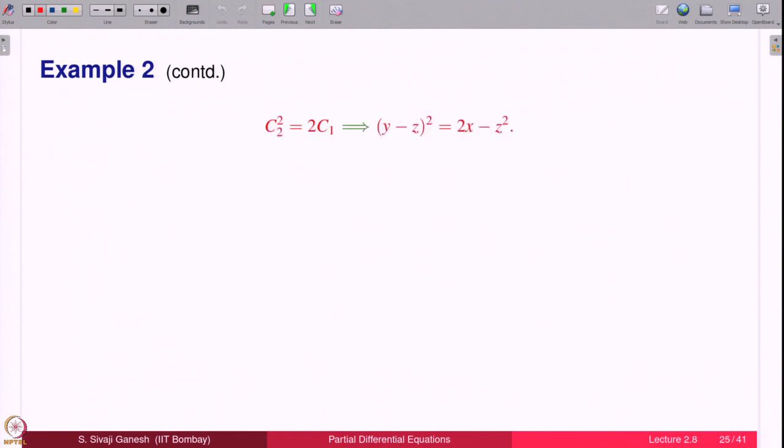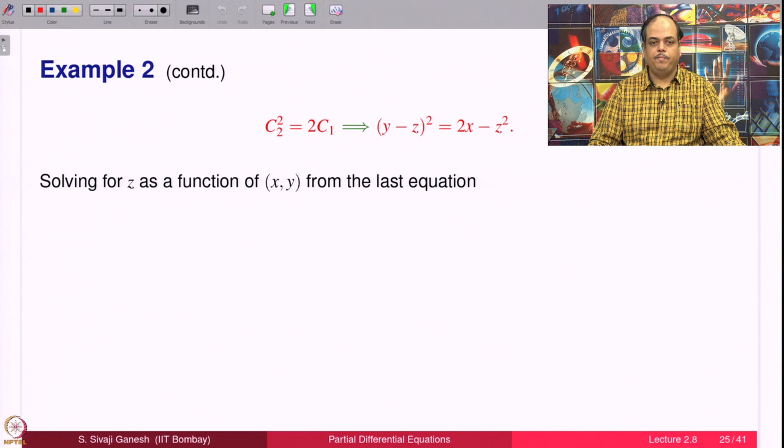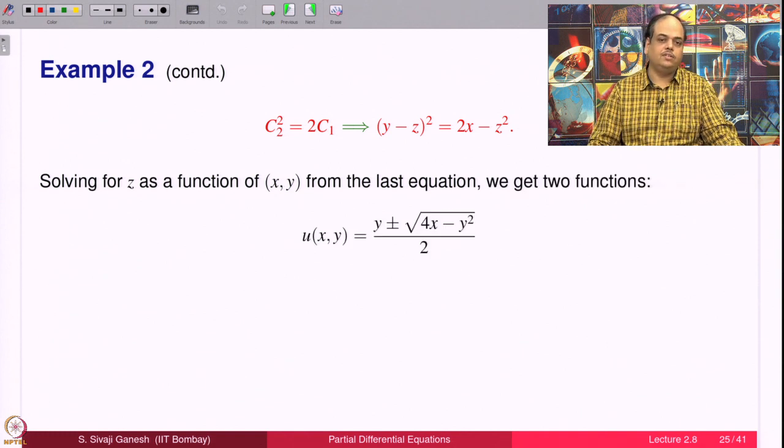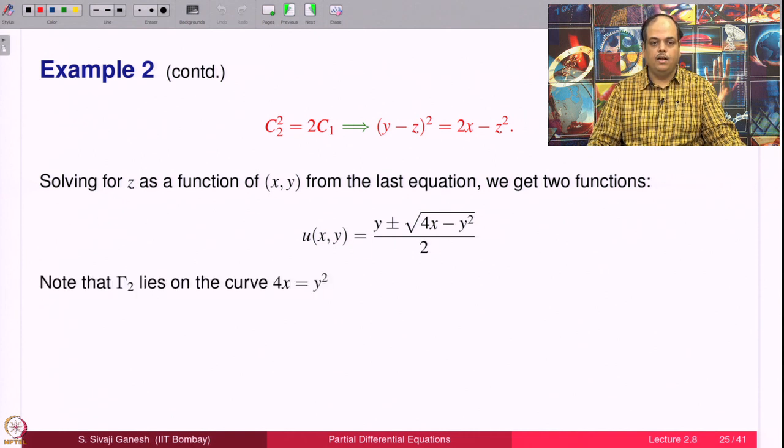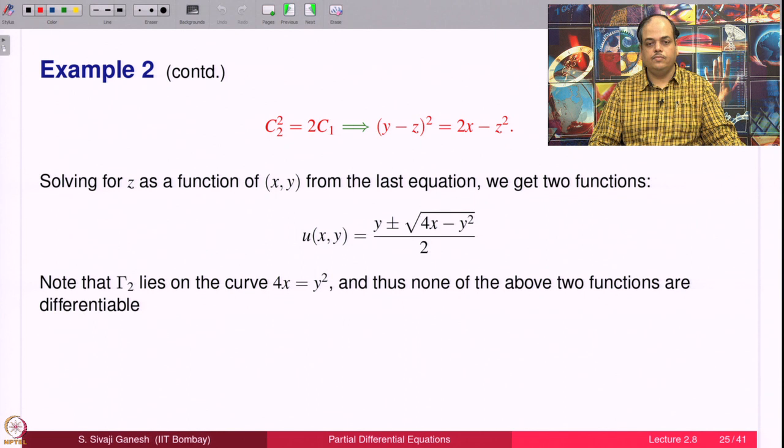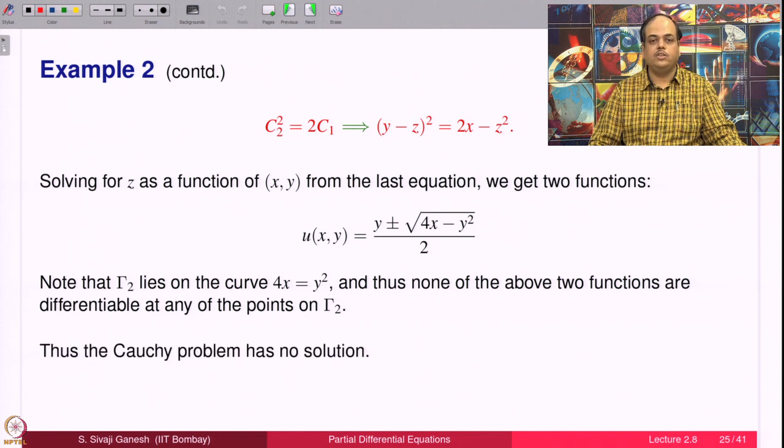So, we substitute for c2 whatever is y minus z, and for c1 this. That gives a quadratic equation for z. When solved, we get this expression: y plus or minus root 4x minus y square by 2. Now, gamma 2, the projection of the datum curve, lies on the curve 4x equal to y square. Therefore, this function is not differentiable, because whenever 4x minus y square is 0, there is trouble. Square root function is not differentiable. So, u is not differentiable at any point of gamma 2. Therefore, Cauchy problem has no solution, whatever we have obtained.